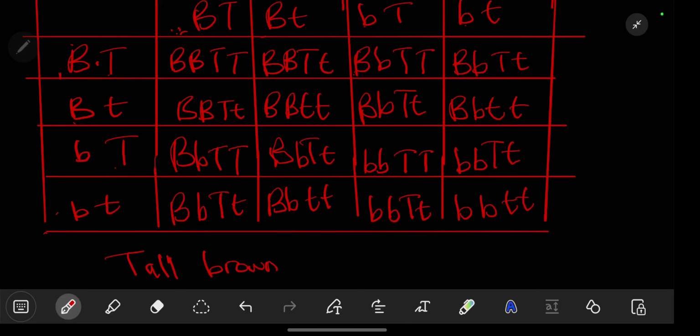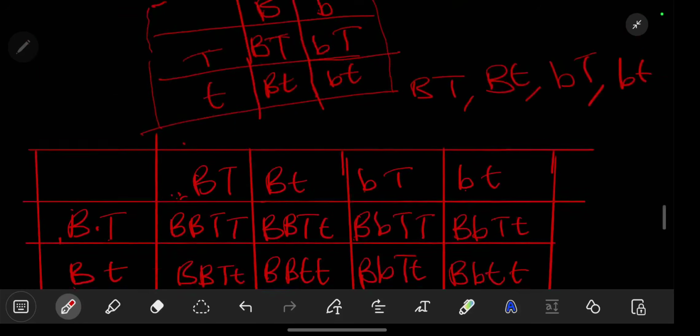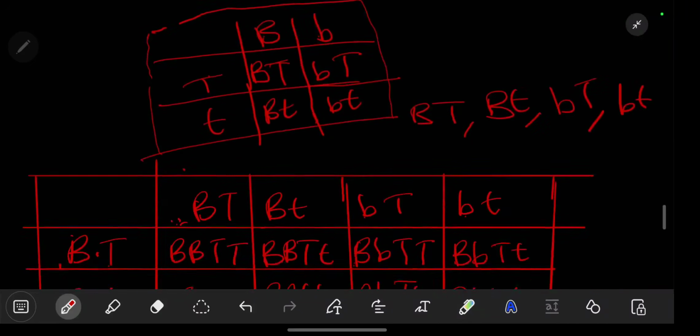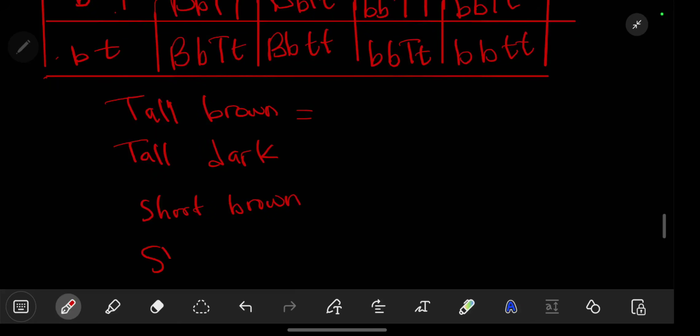So we have tall brown should be equal to, so we have tall brown, we have tall, what color, tall black, tall dark. We can have tall dark like that. Then we can have short brown. We can have our short dark.